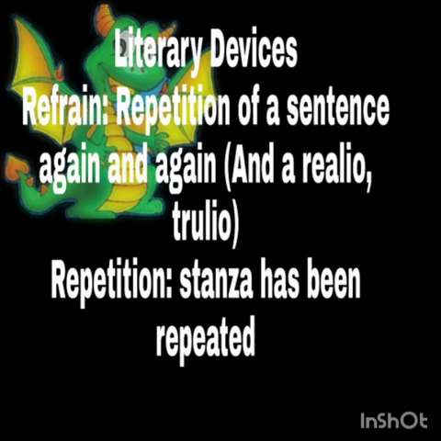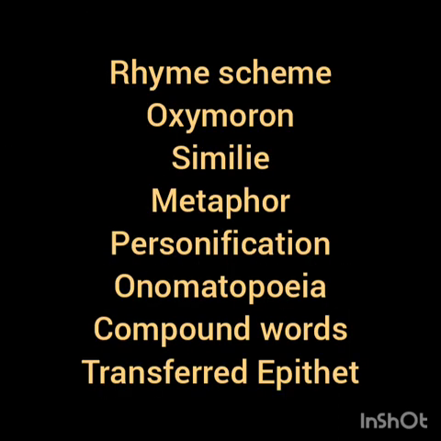So let's revise all the literary devices in the poem once again. It is rhyme scheme, oxymoron, simile, metaphor, personification, onomatopoeia, compound words, transferred epithet. Each of the 14 stanzas in this poem follows the same simple rhyme scheme, AABB. This is to say, each stanza is actually composed of a pair of rhymed couplets. In this poem, the poet uses the device of oxymoron when he writes the phrase pet dragon.